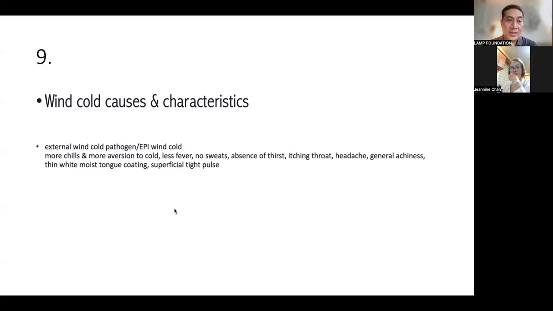There is more chills and more aversion to cold, less fever, because that's wind cold. But there is still fever. It's just that the chills and the aversion to cold are more prominent. No sweats. You don't sweat during cold. There's absence of thirst, and there's itching of the throat, headache, and general achiness.